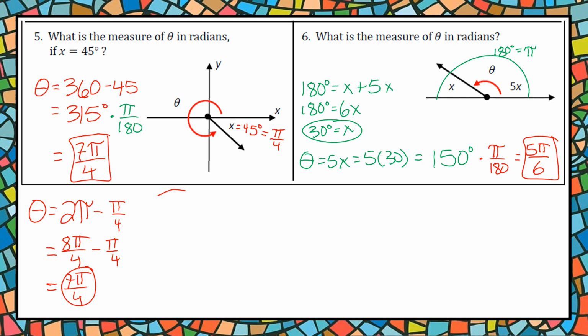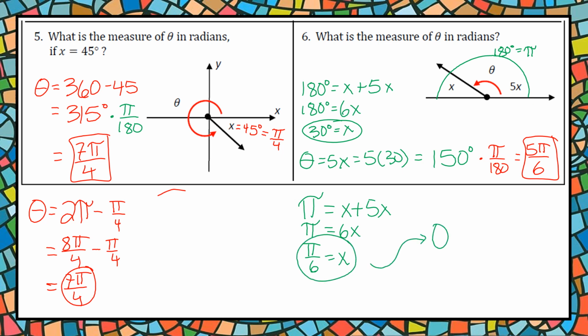I could also do this problem using radian measures from the get-go. So another way to think about it is instead of thinking of that straight angle as being 180, I can think of that straight angle as being pi. So I know that pi would have to equal x plus 5x, or in other words, pi would have to equal 6x. And if I divide by 6, I see that pi over 6 is what each x is worth. And then I could plug it in and figure out what theta is. So theta would be equal to 5 of those x's, so 5 of those pi over 6, which is just 5 pi over 6. And so I get the same answer doing it that way as well.